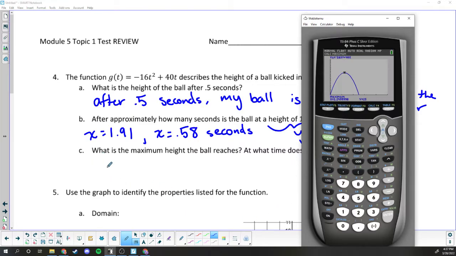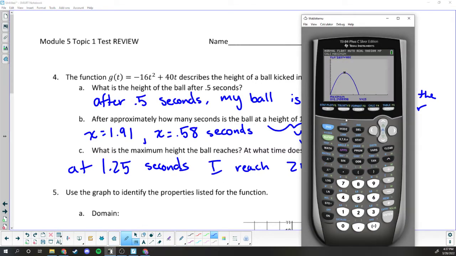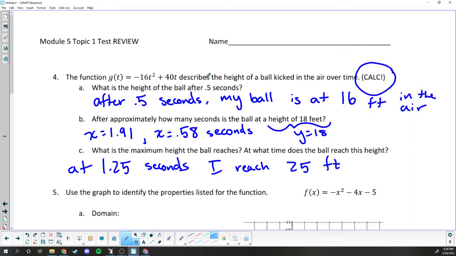So the point is at 1.25 seconds, at 1.25 seconds, I reach 25 feet. And that came from y being my up and down, my height, and x being my time, which is in seconds. So I get these 2 answers. 1.25 seconds, I reach height of 25. And that's it. That's a tricky problem.